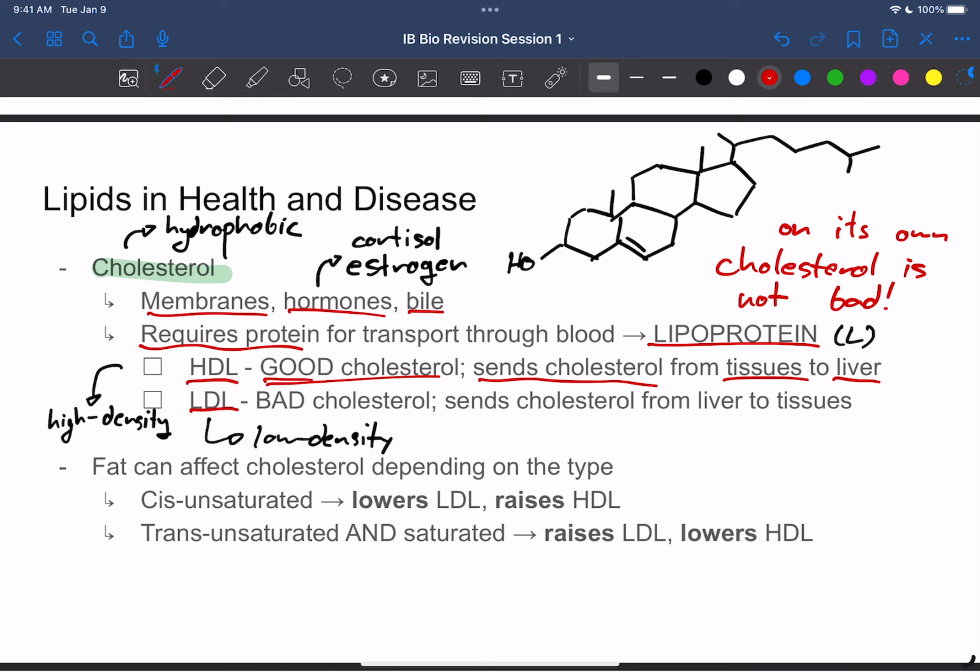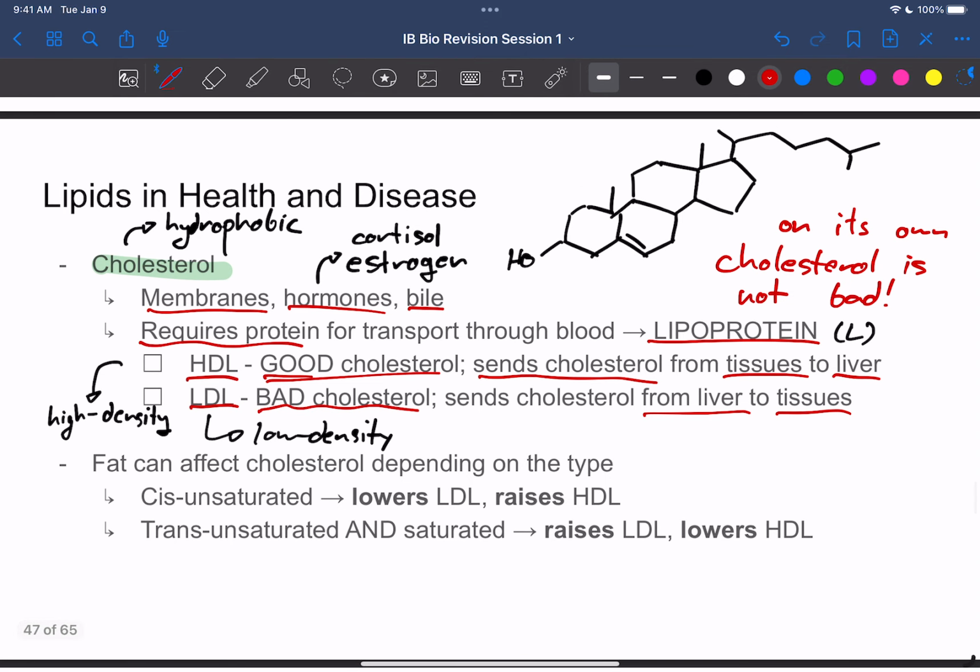Next, we have low density lipoprotein, and this is bad cholesterol. The reason this is bad is something we'll get to soon, and it sends cholesterol from your liver to your tissue. So it takes cholesterol produced by your liver and is like, okay, I'm going to give this to all the cells that need it or don't. It doesn't really care.